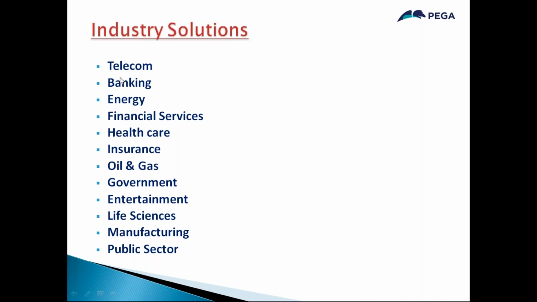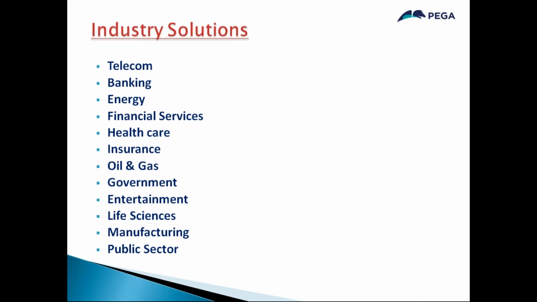Most of the applications, 99%, are in these domains: telecom, banking, finance, energy, healthcare, insurance, oil and gas, government applications mostly, entertainment, life sciences, and manufacturing. These are the different domains where Pega applications are developed. Some applications are developed in India also, but most are in the US, UK, and European countries. Whatever sector or domain you take, the process will be the same.